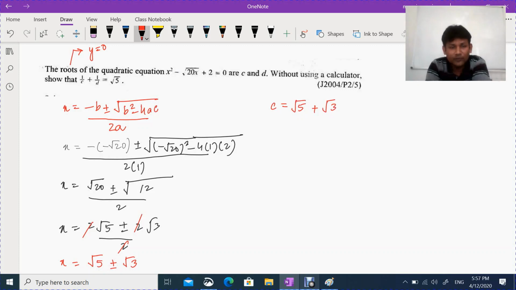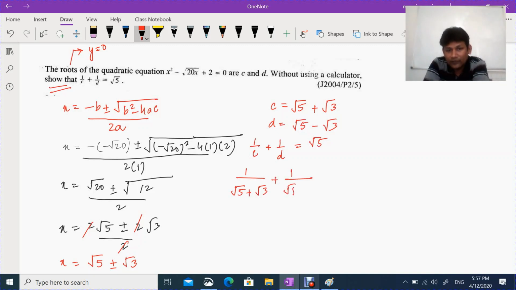I think it's the most important question. And d is under root 5 minus under root 3. Now what is required? 1 upon c plus 1 upon d. We have to prove that it is equal to under root 5. We have to show that. Okay, show that 1 upon under root 5 plus under root 3, put the value, plus 1 upon under root 5 minus under root 3. I am putting the value.